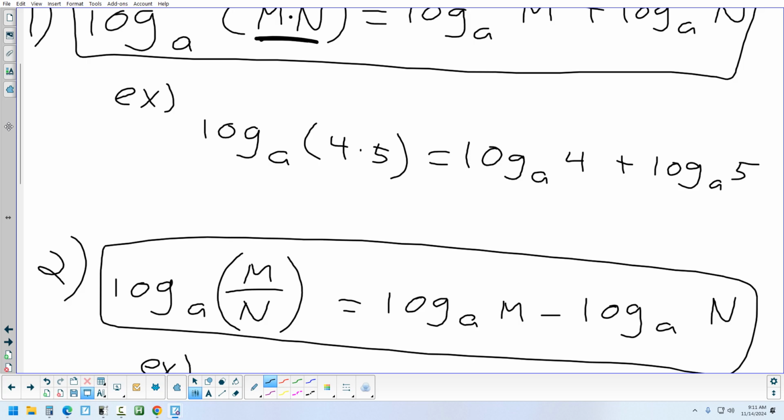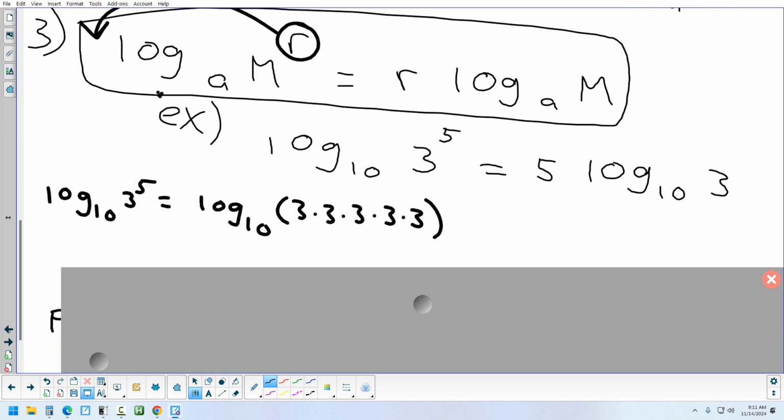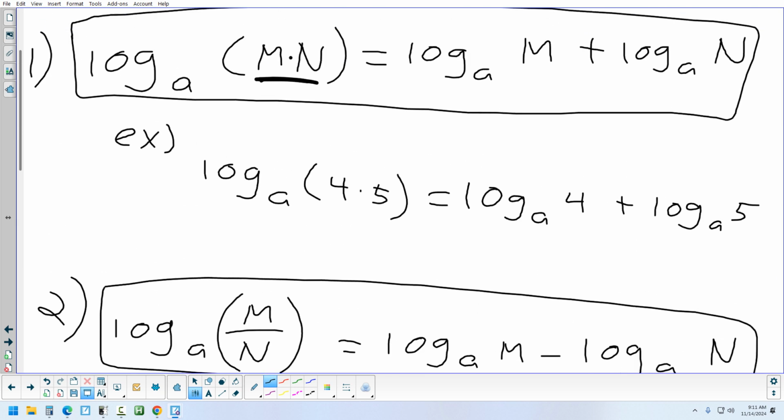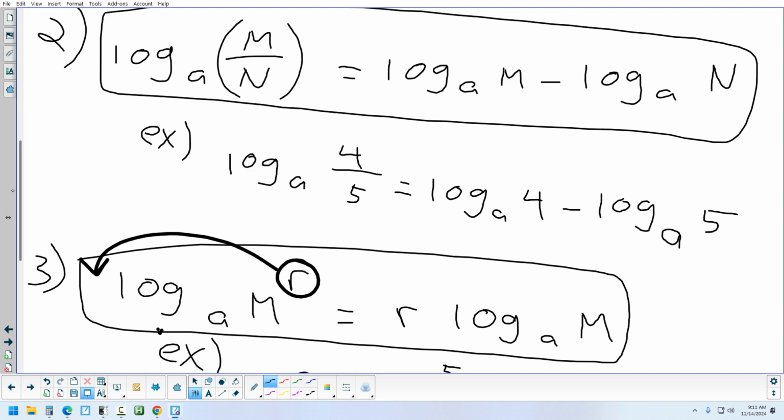A product turns into addition. Yeah, turns into addition with however many things you're multiplying together. So, how many things are we multiplying together there in my argument? Nick? 5. So if we split that up using rule 1, we're going to be adding 5 things together.